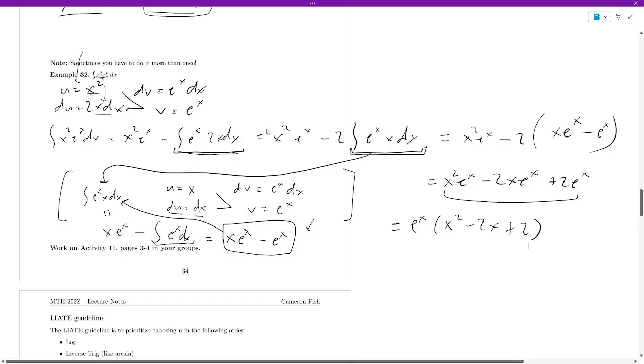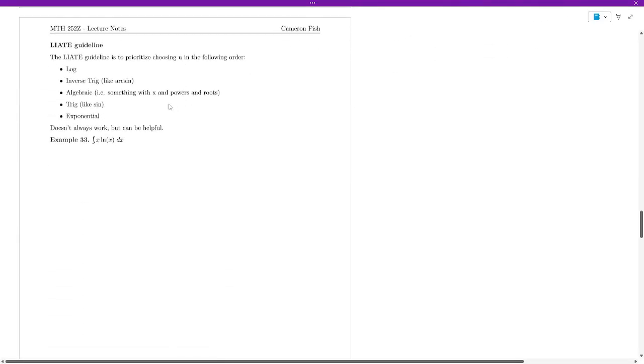Okay, so sometimes you have to do it more than once. Okay, so last couple things I want to talk about. First, just some guidelines for picking u and dv. And then second, a kind of cool, super fast way to do this, which I cannot help but show off. I think it's good to see.